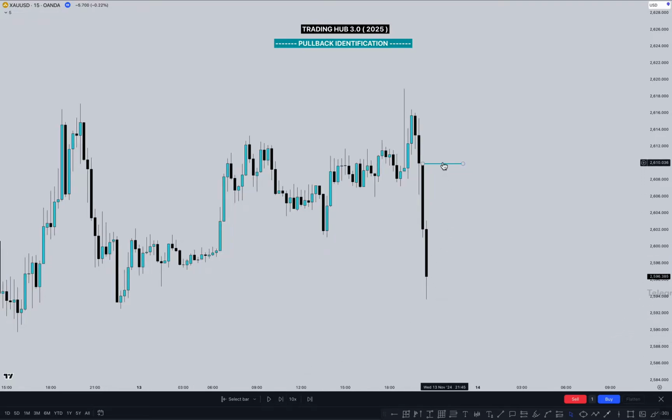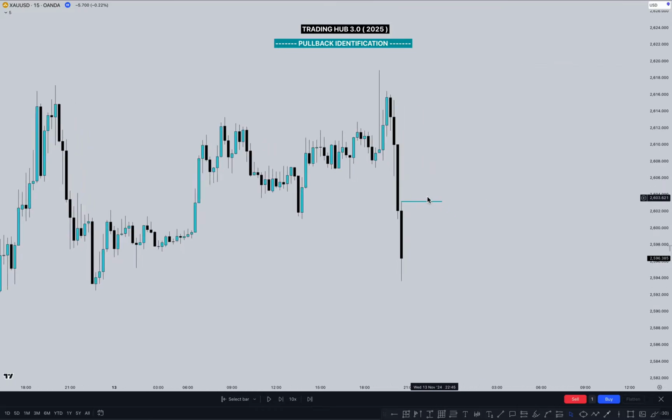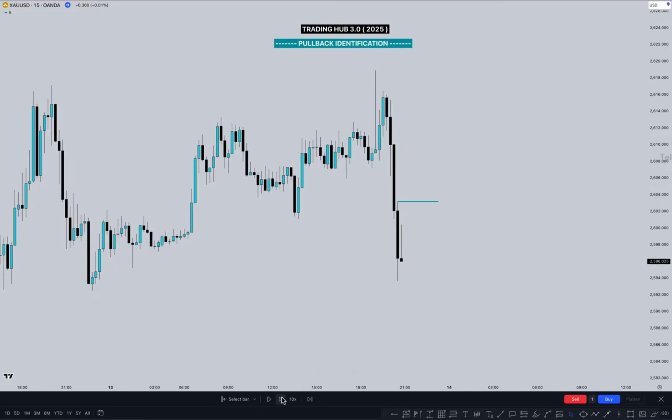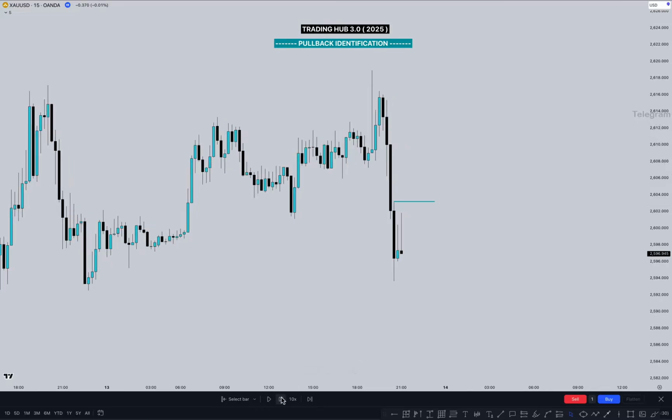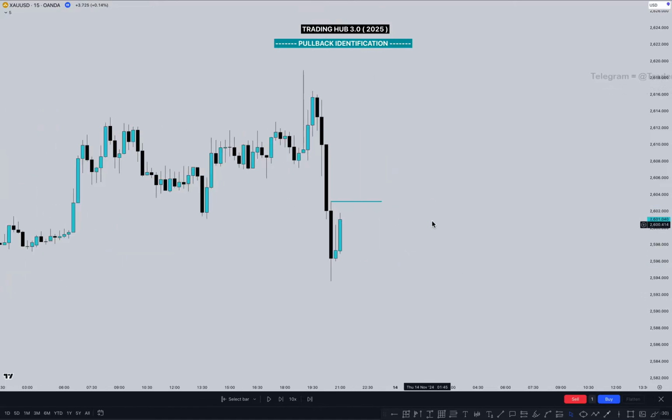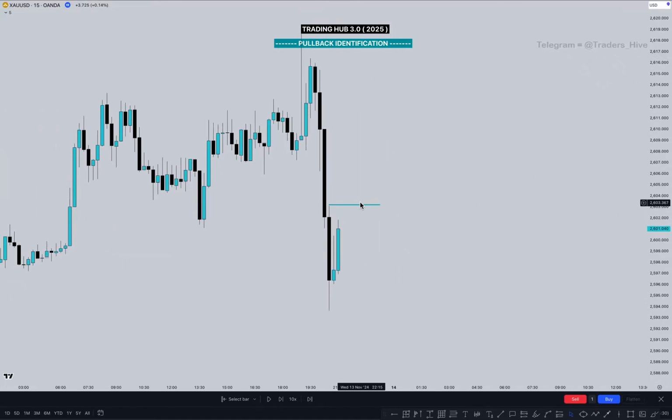The market just broke the previous candle here. The market must break the previous candle high to confirm a valid pullback. So let's see what happened next. The market did not break here, and you can see one more thing: this candle is broken by this one. So this one is confirmed as a valid pullback. Yes, no, this one is not a valid pullback.